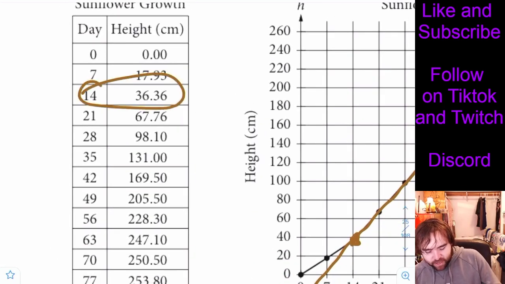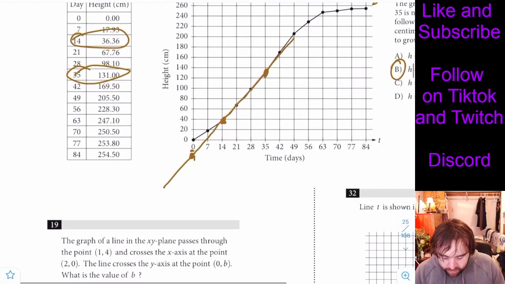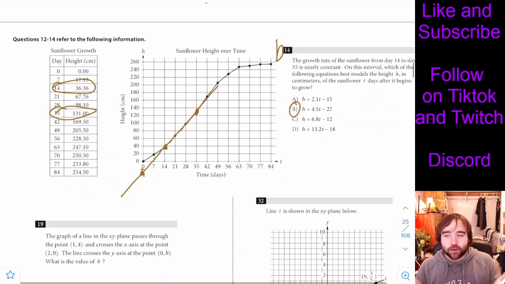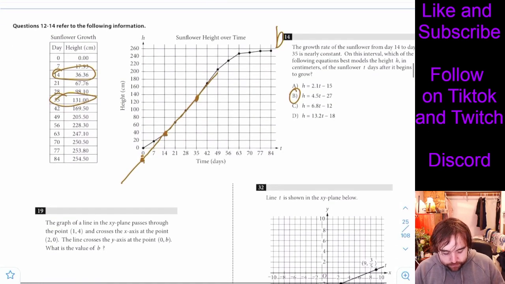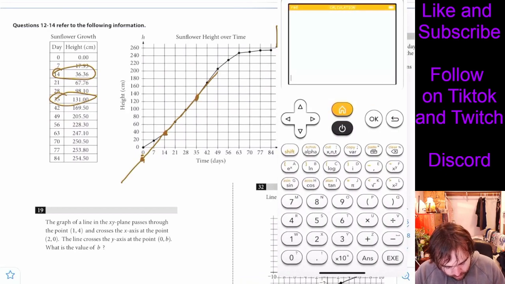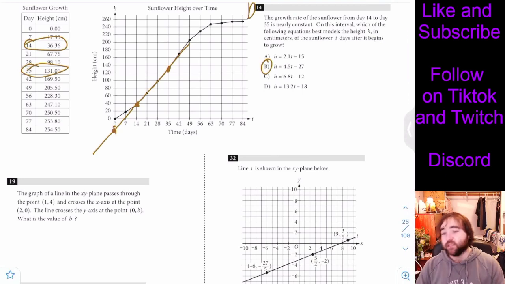I'm pretty sure this is a calculator question. Maybe we'll use the calculator here, because don't realize that data table goes to the graph. So we can just look at those points from the data table and then find the slope between those points. So that's going to be 131 minus 36.36 divided by 21 minus 14. And that does indeed get us a slope of 4.5. So it is indeed B.